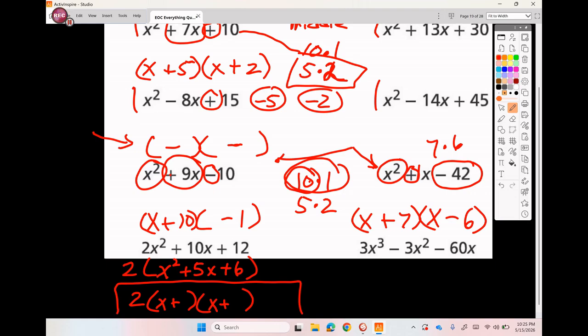Now 6 times 1 and 3 times 2 is a tricky situation here because these numbers both can give you 5. But when the signs are the same, they need to add to give you 5. So it has to be 3 and 2. If this was a different sign situation, it would have to be 6 and 1.